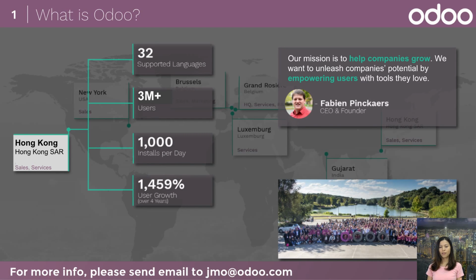From all our years of serving clients, we have accumulated 32 supported languages, 32 supported translations. We now have 3.7 million users worldwide and more than 1,000 installs per day. Our Hong Kong office over the 4 years has also achieved a huge number of user growth. Here you can see our founder Fabian, and his mission is to help companies grow, empower them, and provide them with affordable business software. We've been around for 13 years, since 2005.